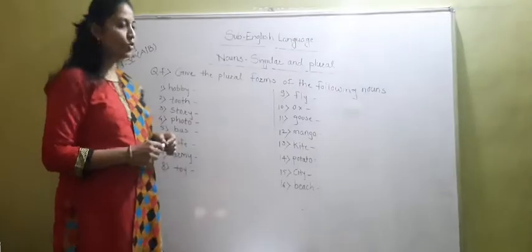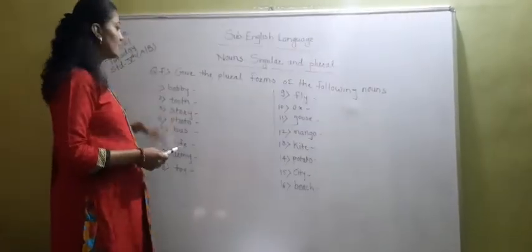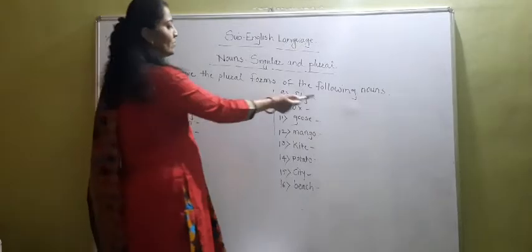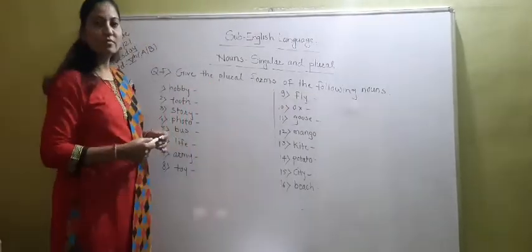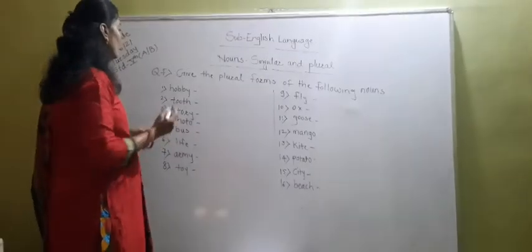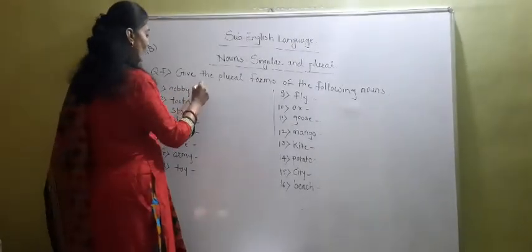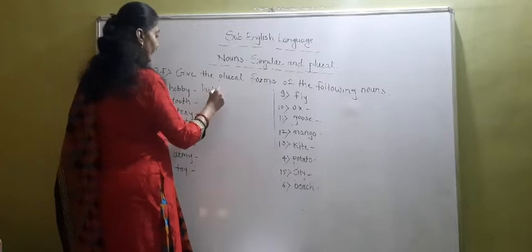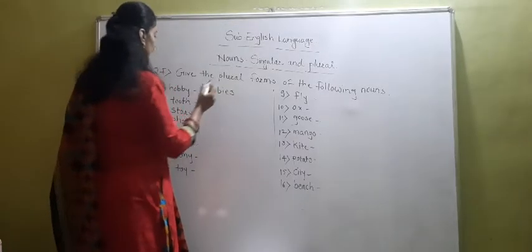Okay. Now students, look at question number F. That is, give the plural forms of the following nouns. Now some nouns are given here and we have to make plural of them. So the first one is hobby, hobbies. We have to write there hobbies.